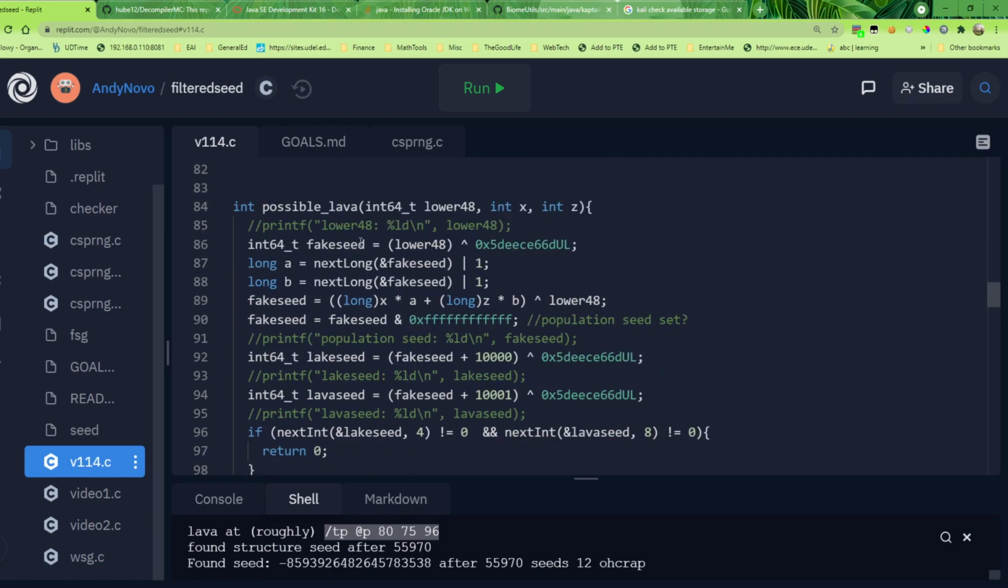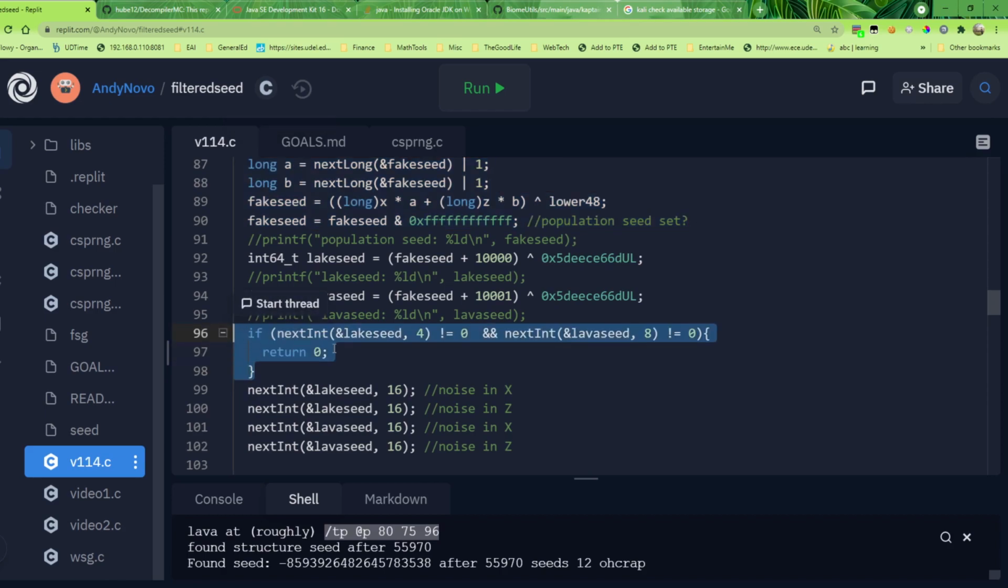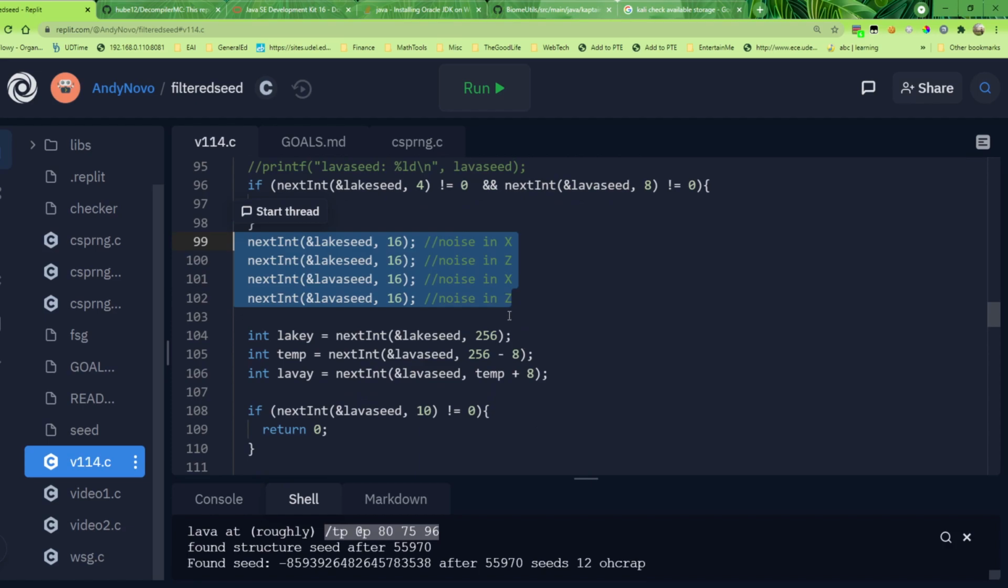And we are possible lava. This is setting the population seed. Lake seed, lava seed. This is the existence. And this is the number that I was messing around with, 4 or 80. Then this is the noise in X and Z for the lake, noise in X and Z for the maybe the lava lake, and the lake need to be over the same X and Z coordinates. So maybe I shouldn't be throwing these away, but actually want them to line up better. I don't know.